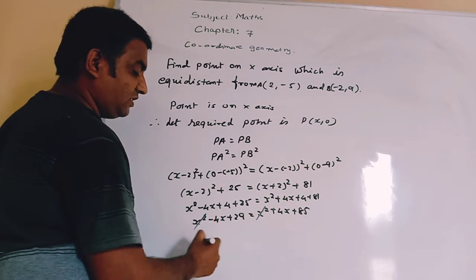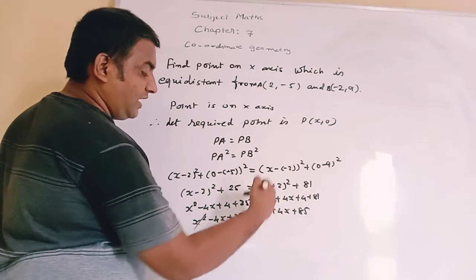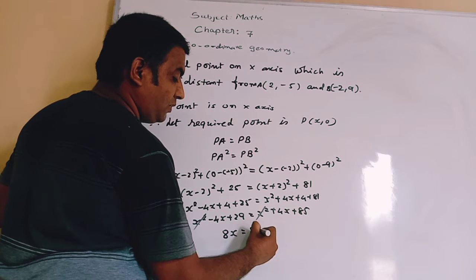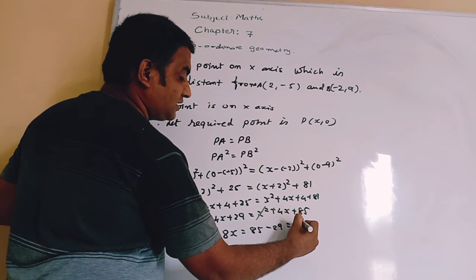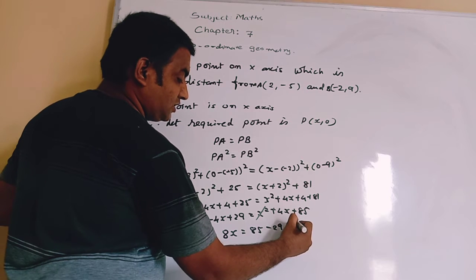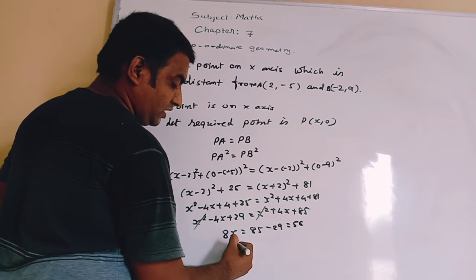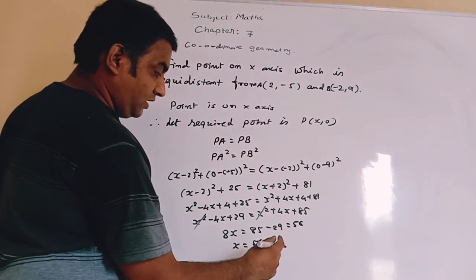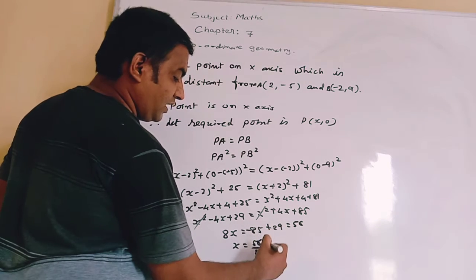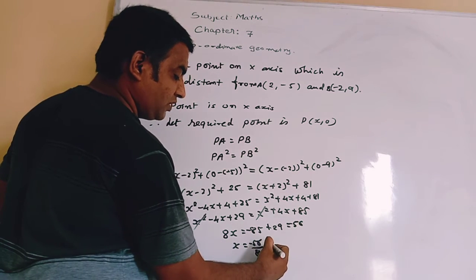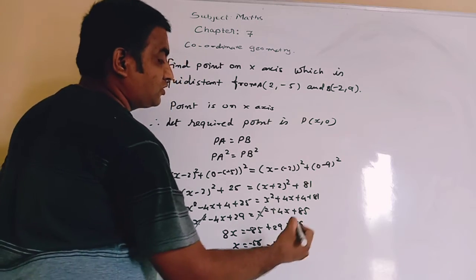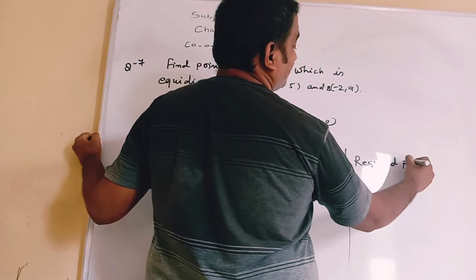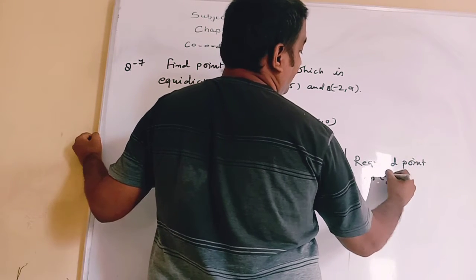So x square cancels. Now 4x will go this side, 85 will come this side. So 4x plus 4x, 8x equals 85 minus 29... Sorry, minus 85 plus 29, so minus 56. So x equals minus 56 divided by 8, that is minus 7, and so the required point is minus 7.